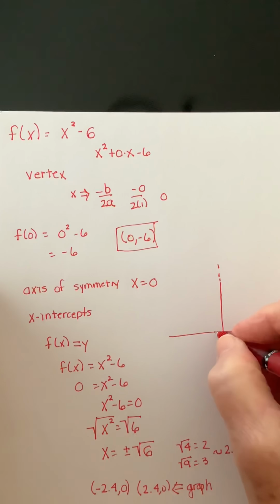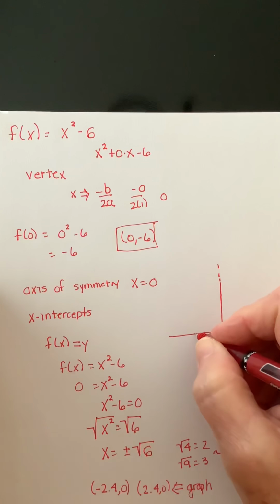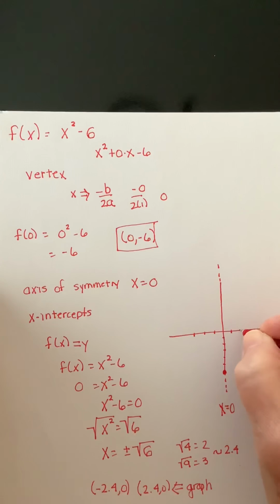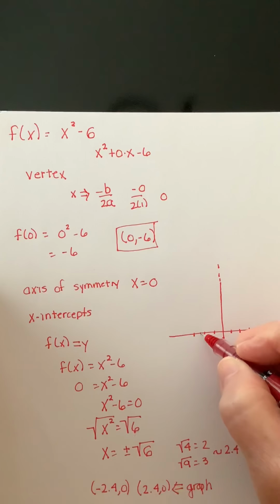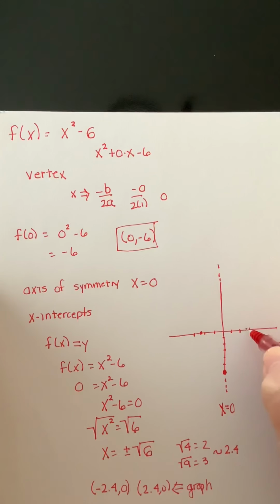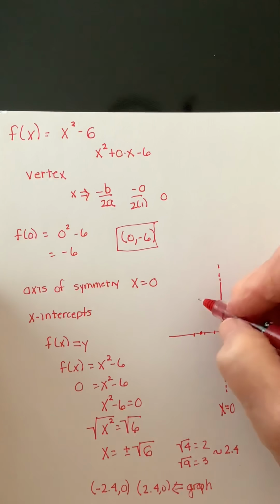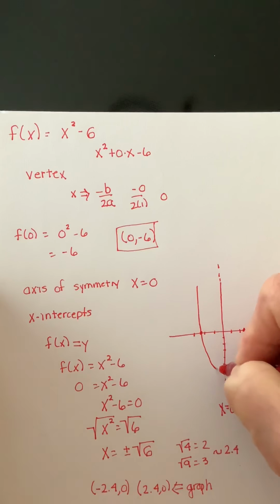Okay, so let's go over here. This is 1, 2, 3. This is 1, 2, 3. Okay, so negative 2.4. This is like 2.5, so it's not quite negative 2.5. Over here, it's not quite positive 2.5. So those are my two intercepts. My vertex and my y-intercept are the exact same thing. So I'm going to do dot to dot. I'm going to draw in the parabola.